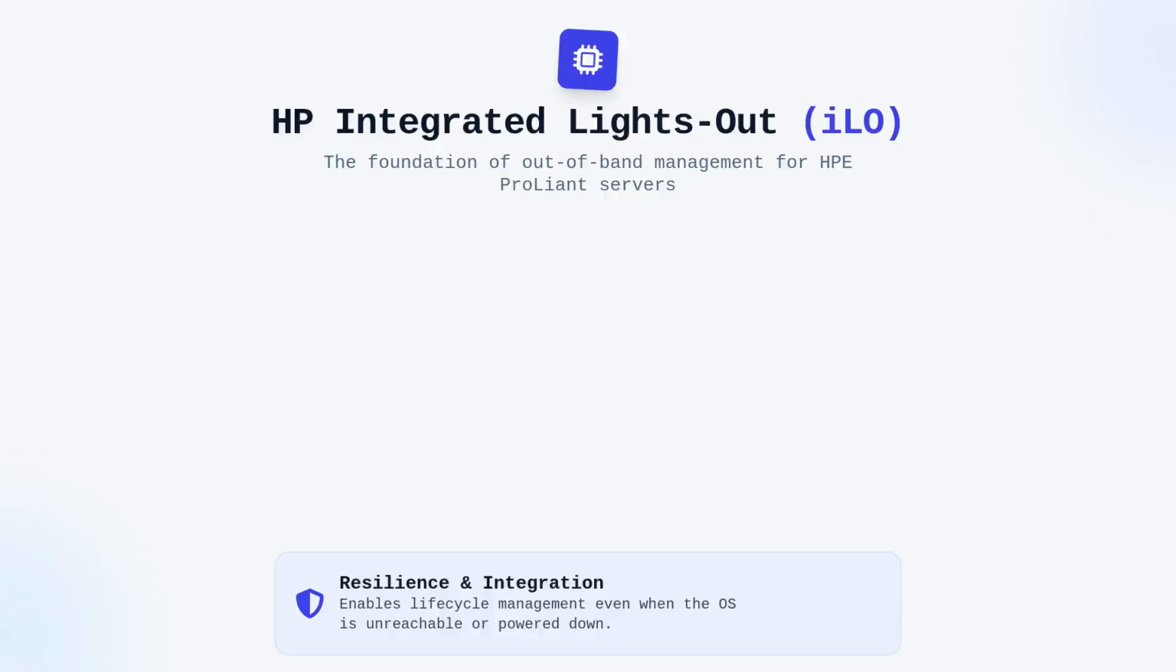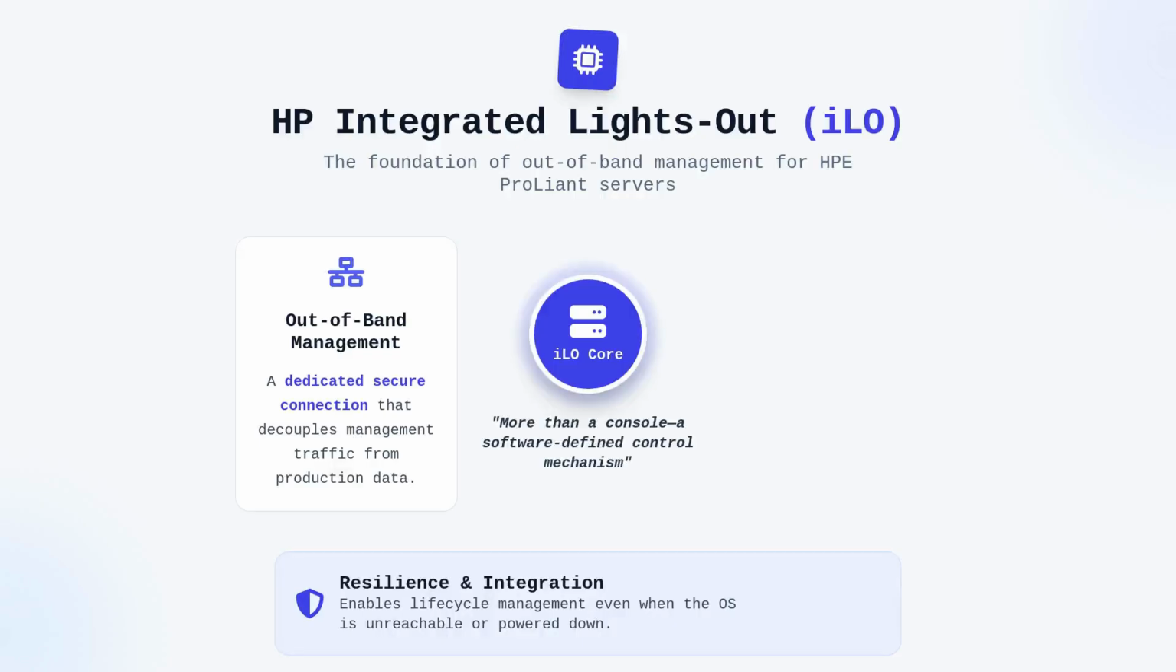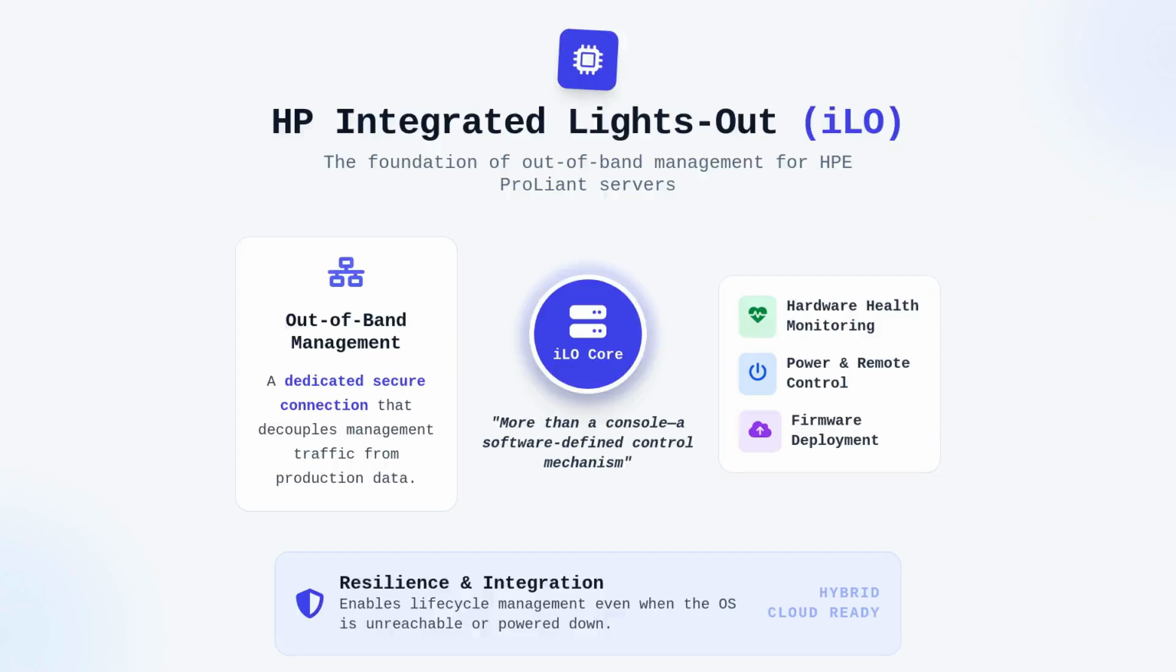This architecture is vital for modern data centers because it decouples management traffic from production data traffic, thereby enhancing security and administrative resilience. We must treat iLO not merely as a remote console, but as a sophisticated software-defined control mechanism. Through its dedicated network interface, iLO provides granular access to hardware health, power status, and firmware deployment, which are necessary prerequisites for a stable hybrid cloud integration. When designing for the hybrid cloud, understanding these local management constructs allows for the successful integration of edge compute resources into centralized management planes.